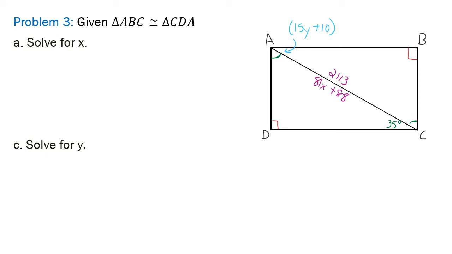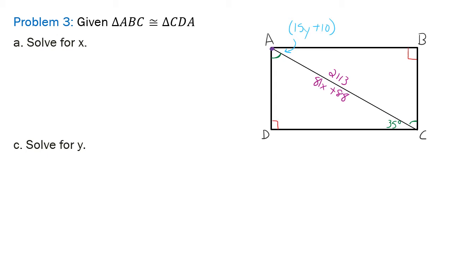All right, so this one's asking us to solve for x and y. They give us a rectangle, and we can see they drew a diagonal line from A all the way to C. And they're letting us know that there are 2 triangles here. There's triangle A, B, C, and then there's triangle C, D, A. They want us to solve for x.